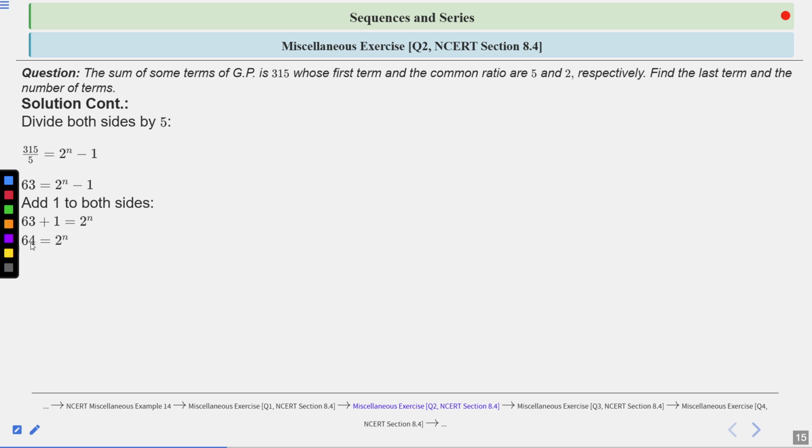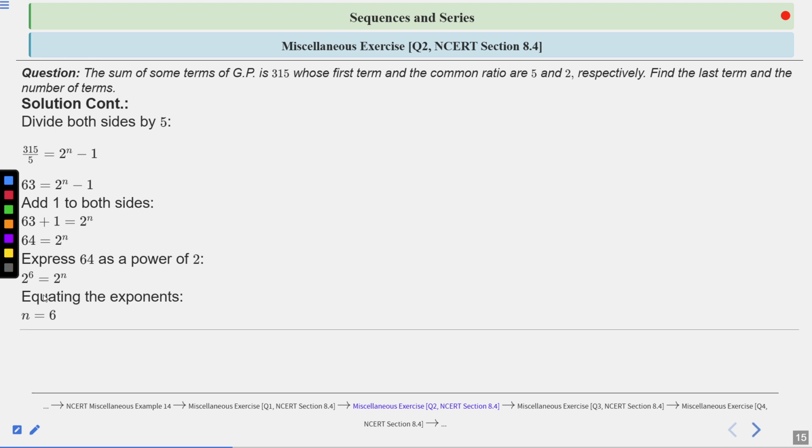Left hand side quantity is 64, right hand side quantity is 2 power n. Now 64 can be written as 2 power something. So 2 power 5 or 6? 2 power 6. Express 64 as a power of 2. We obtain 2 power 6 equals 2 power n. Here you can see that the left hand side and right hand side both have the same base, 2. Equating the exponents, we get the value of n equals 6. Here we get the number of terms, n equals 6.